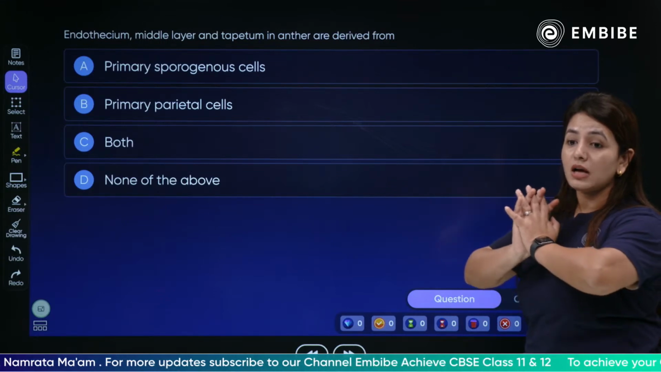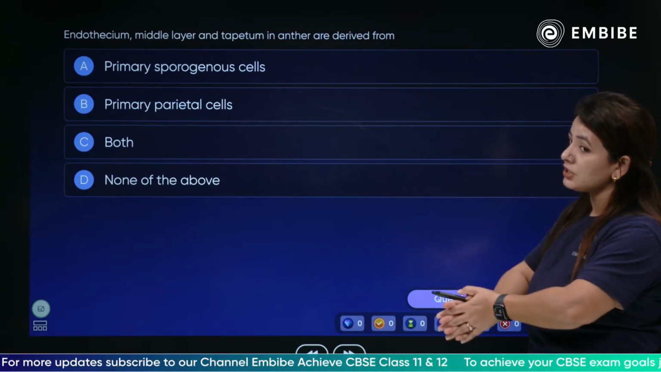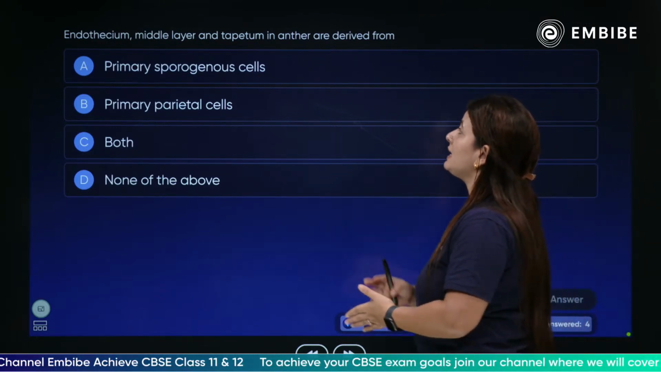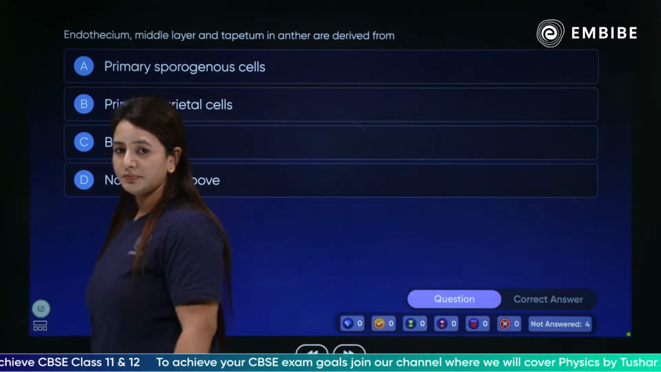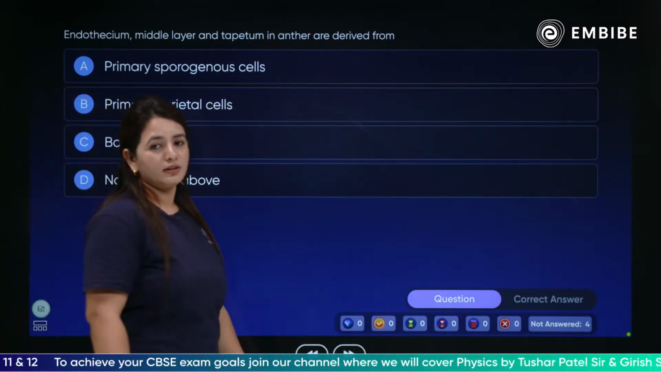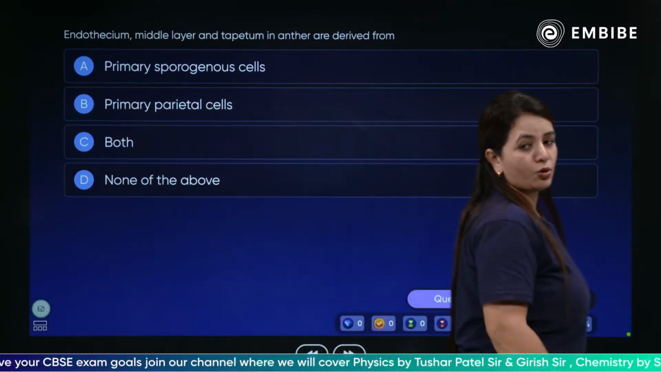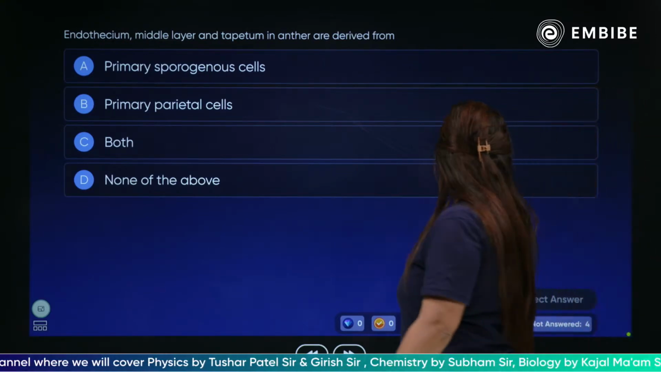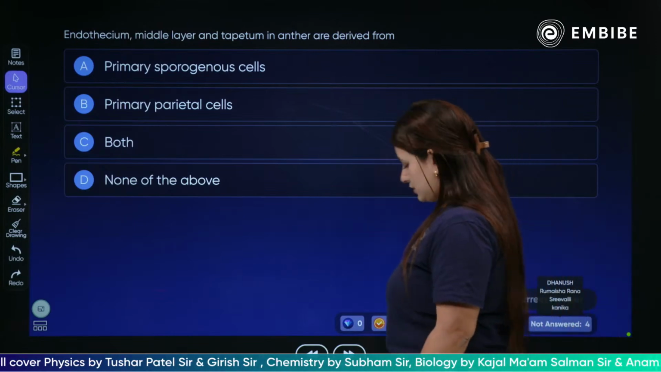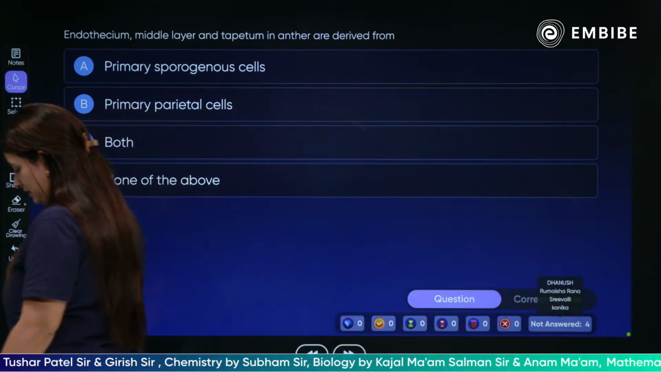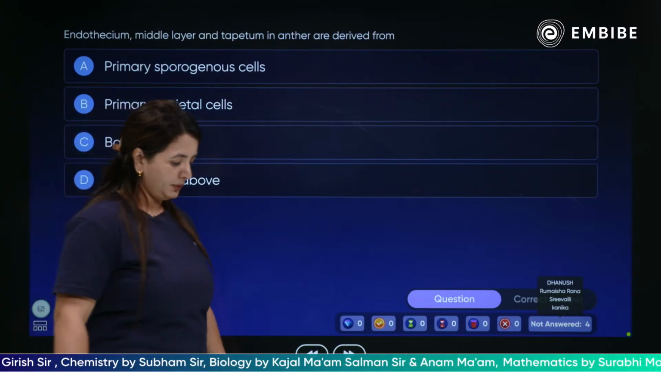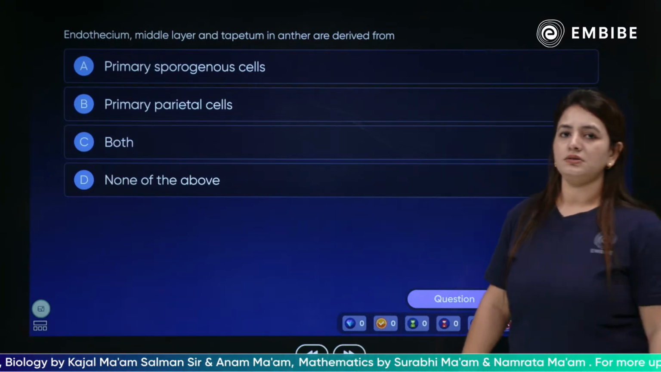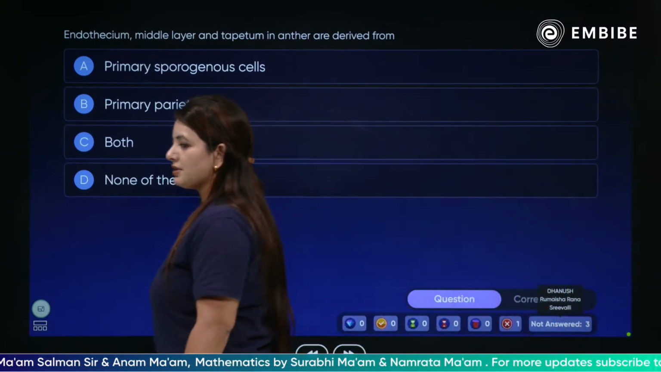This is absolutely important from the examination point of view, and this question generally comes up: the endothecium, middle layer and tapetum in anther are derived from what? Sporogenous tissue, primary parietal cells, both, none of the above. At least try to give an answer, children.